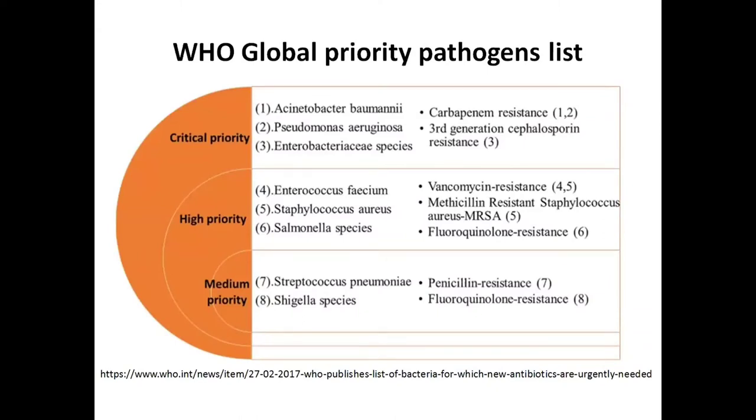They have categorized various pathogens according to their resistance pattern and priorities. In the critical priorities, they have mentioned Acinetobacter baumannii, Pseudomonas, and Enterobacteriaceae. There are a lot of cases which are resistant to carbapenem and third generation cephalosporin. So this is a top priority, and there is a need for research and development to invent new antimicrobials. Otherwise, we will really be stuck with the problems.